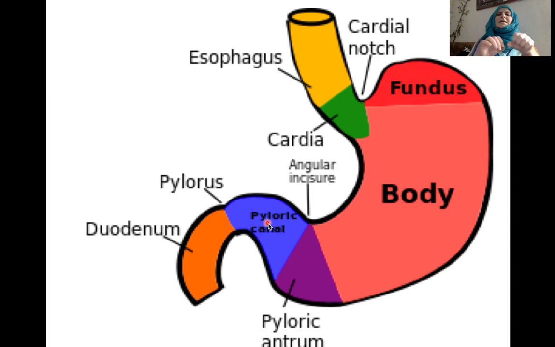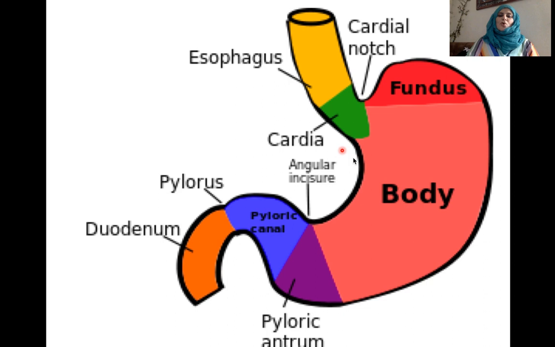It is a sphincter that controls the passage of the chyme, the fluid of the gastric digestive food, from the stomach to the duodenum, so we call it the pyloric sphincter. Now we have the regions of the stomach: the fundus, the body, and the pylorus, which is divided into the pyloric antrum and the pyloric canal. The cardia is the region where the esophagus enters the body of the stomach.